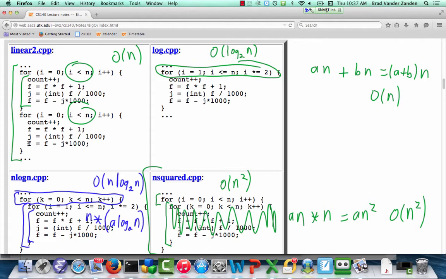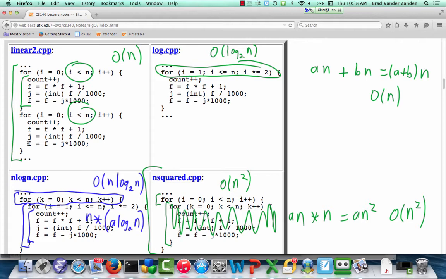So you see, loops are dominating everything. Essentially, we are figuring out how many iterations the loops take. They dominate everything else. Everything else is essentially a constant, as long as it's not a function.